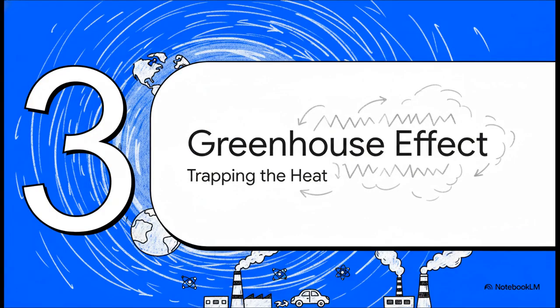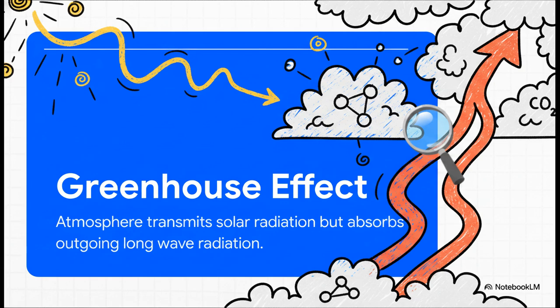Which brings us to Section 3, the greenhouse effect explained. To really grasp the most significant modern shift, the human-caused effect on our climate, we have to talk thermodynamics. Let's define the greenhouse effect directly. Our atmosphere is actually great at transmitting incoming shortwave solar radiation straight down to the ground. But when the Earth's surface warms up and emits that energy back out as long-wave radiation, the atmosphere absorbs the vast majority of it. The specific gases doing that absorbing, those are our greenhouse gases.